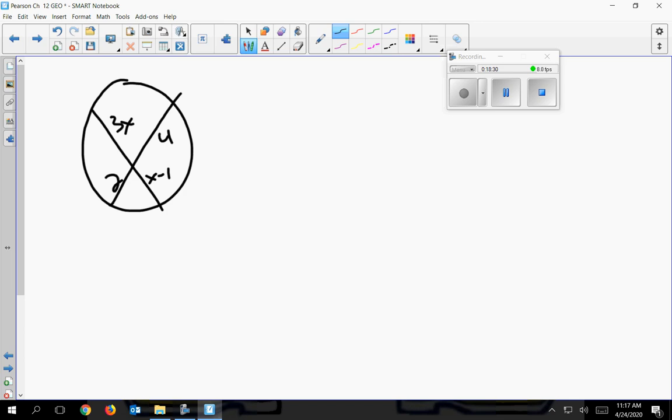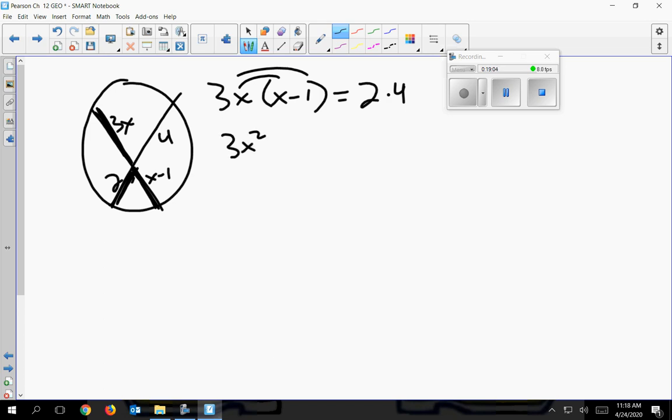Okay, so if I take the theorem that they gave me, I'll start off with the x's. I could take the 3x, it's a segment of a chord, and I'm going to multiply it to its other part. I don't want to say half because it didn't cut it in half. And I'm going to set that equal to the other chord's segment, so 2 times 4. All right, so I got to distribute here, so 3x times x is 3x squared, and 3x times -1 is -3x, and 2 times 4 is 8.